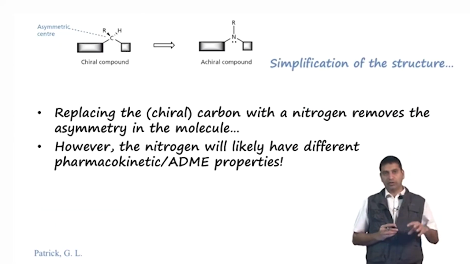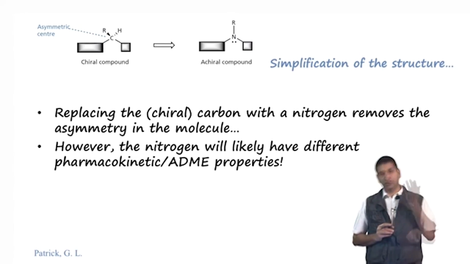Another approach that we can use is to remove the chiral center altogether by replacing the carbon with a nitrogen. As we know, nitrogen is going to undergo ring flipping, and therefore the molecule is going to be achiral. So this may be a very important way to remove asymmetry or introduce symmetry in the molecule. However, there is a risk here. Nitrogen, as we know, has very different pharmacokinetics and of course ADME properties, so one has to be careful while doing this kind of modification.